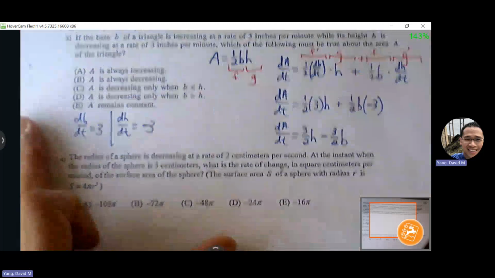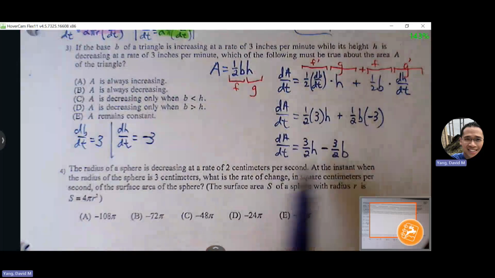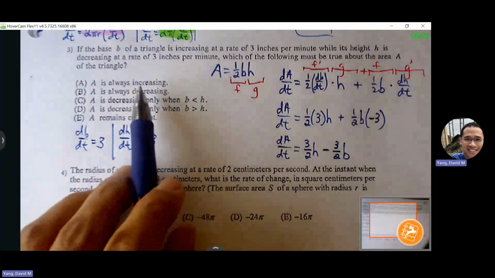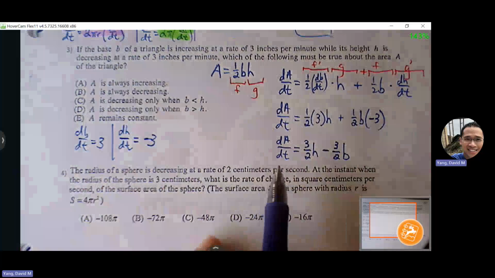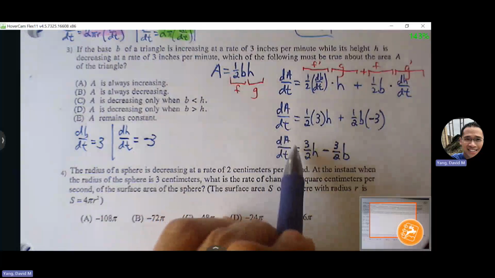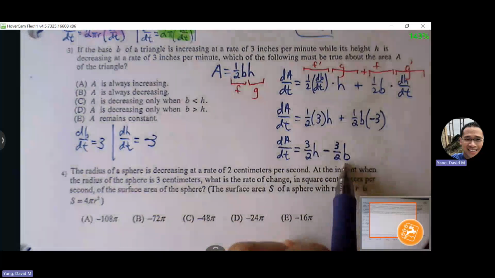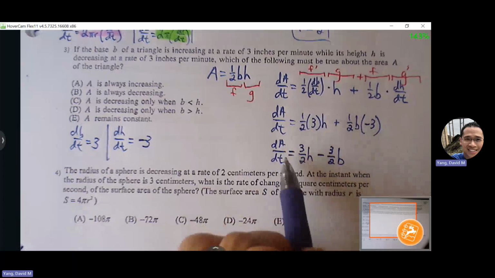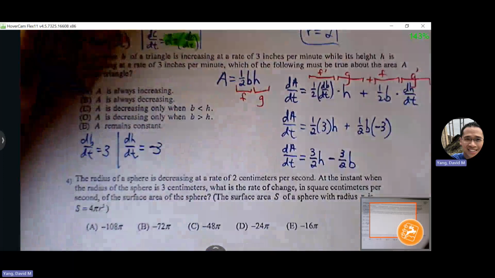So it says, which of the following must be true, now that we have this to help us decide which is appropriate. A is always increasing. That means dA dt must be always positive. Can we guarantee dA dt is always positive? Not if B is larger, right? If B is larger, then this is going to force it to be negative, then my rate of increase of area is going to be decreasing. So we know this is not always true.